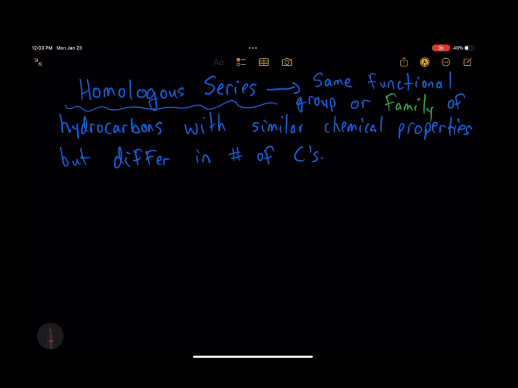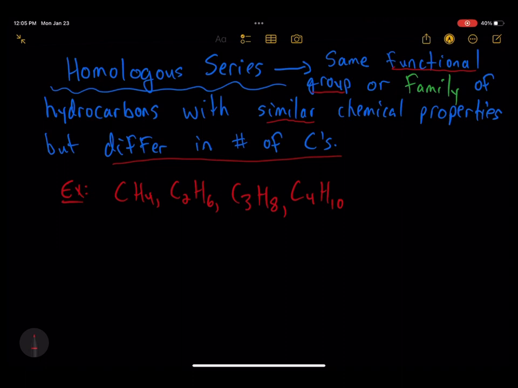So once in a while they have a question that asks you, and usually it's in the form of multiple choice, which one of these sets of organic compounds belongs to a homologous series. When we call something a homologous series, we're talking about groups of organic compounds that have the same functional group or family, but they differ in the number of carbons.